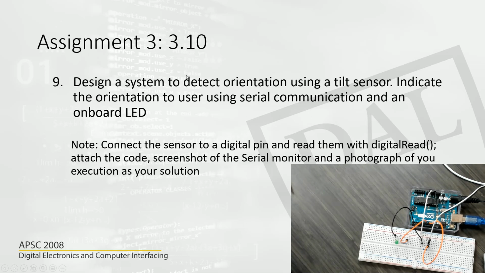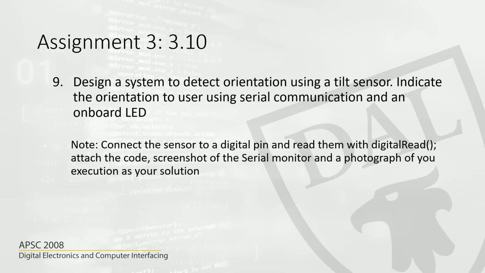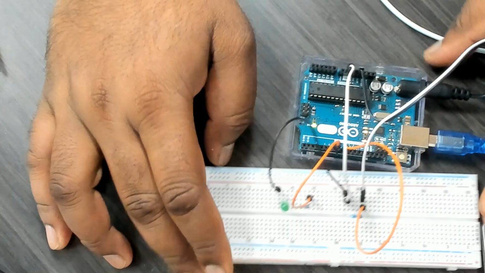And I have an assignment problem for you. You will have to design a system with the tilt sensor, indicating the orientation to the user using serial communication and an onboard LED. You can use pin 13. You will use the digitalRead function. Here you will have to attach three things: the code, the screenshot of the serial monitor, and a photograph of your execution, like what we see right here.